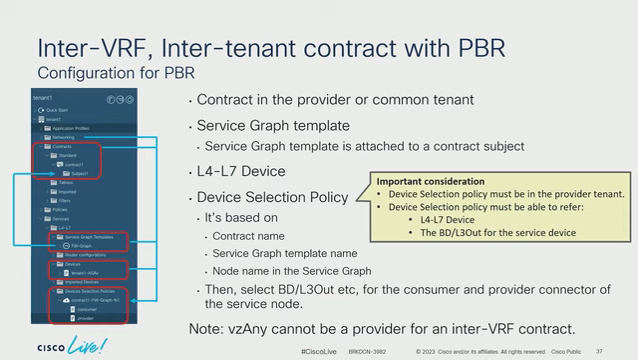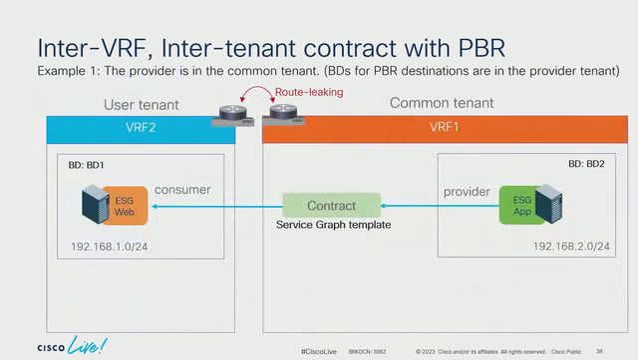Device selection policy must be in the provider tenant. That actually we cannot change. It must be in the provider tenant. And then from device selection policy, we need to select L4, L7 device, service graph template, and network constructs. So you might be wondering what it means. So let me explain 3 examples.